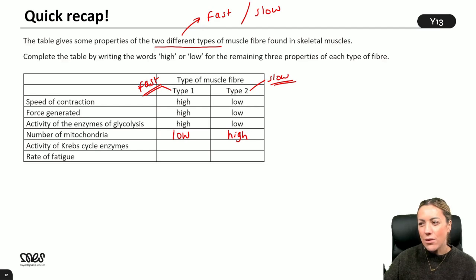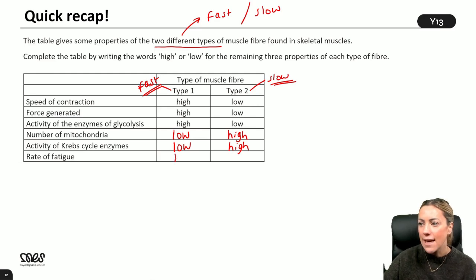Activity of Krebs cycle enzymes. Well, Krebs cycle is a stage in aerobic respiration. So fast twitch, it would be low because they're doing more anaerobic, whereas slow twitch, it would be high because they're doing more aerobic, which includes the Krebs cycle and the enzymes involved.